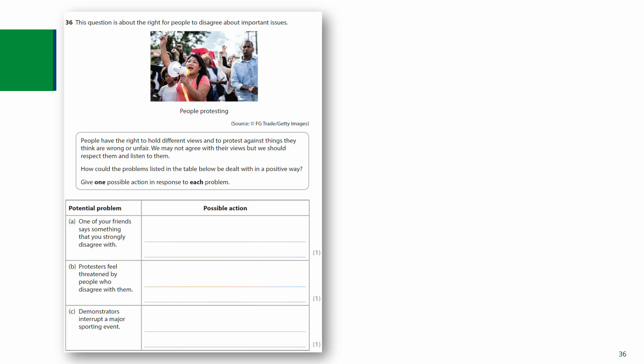Give a possible action in response to each problem. One of your friends says something you strongly disagree with. How might you respond to that in a positive way? Protesters feel threatened by people who disagree with them. Perhaps the people in the photograph. How could they respond in a positive way to a crowd that come up to them and say, why are you doing this? Demonstrators interrupt a major sporting event. How might the people at the sporting event respond to this in a positive way, to this disruption?